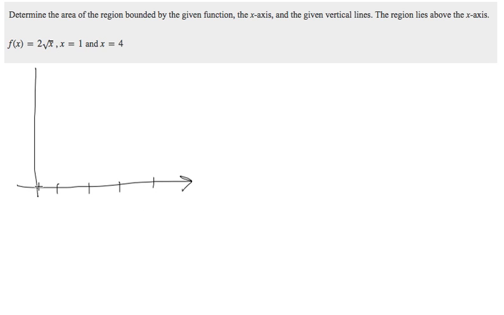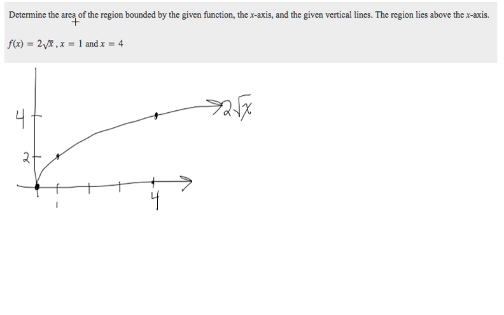Okay, so 2 square root of x looks like this kind of shape. I'm just approximating here. At 1, 2 times the square root of 1 is 2, so we're going to say that y value right there is 2. It doesn't really matter too much what the y values are. Actually, it doesn't matter at all what the y values are in this problem. But anyways, 2 square root of 4 is 2 times 2 is 4, so that's roughly 4.